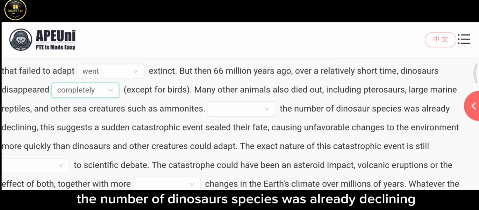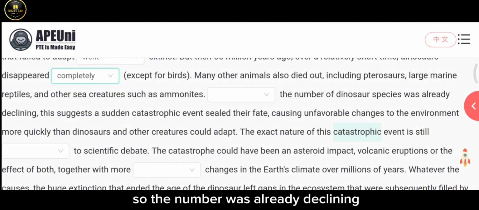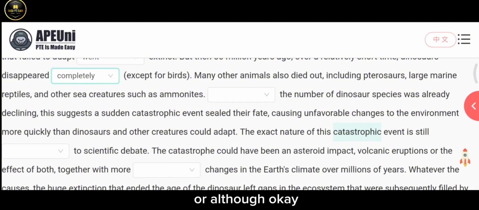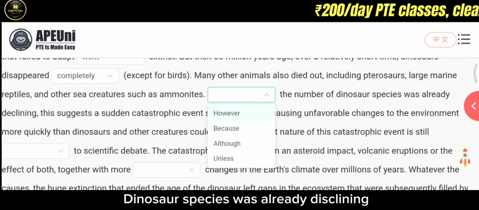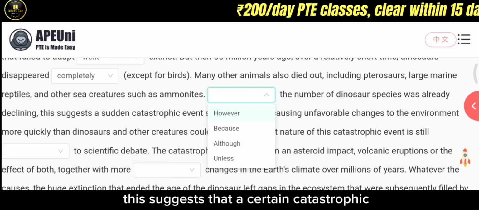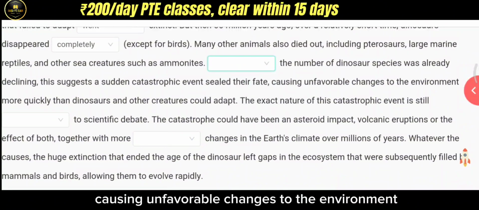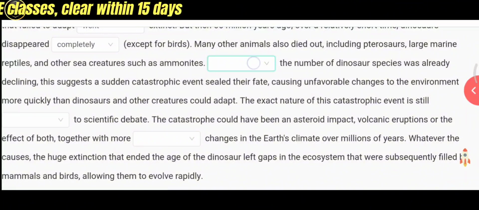Okay, dash, the number of dinosaur species was already declining. So the number was already declining. It may be a conjunction or something like as or although. Okay, although the number of dinosaur species was already declining, this suggests that a certain catastrophic event sealed their fate, causing unfavorable changes to the environment more quickly than dinosaurs and other creatures could adapt.